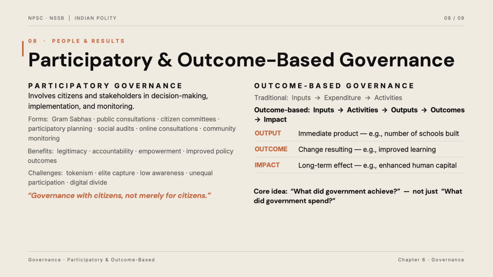This is the last slide. Participatory and outcome-based governance. Participatory governance involves citizens and stakeholders in decision making. Participation, right? Participation of both citizens and stakeholders, which means those people who hold the stake, MLAs, implementation and monitoring, or in the case of villages, gram sabhas. Okay, and outcome-based.